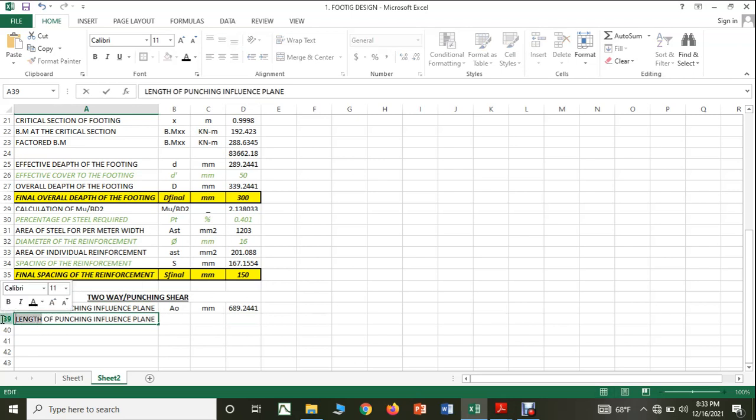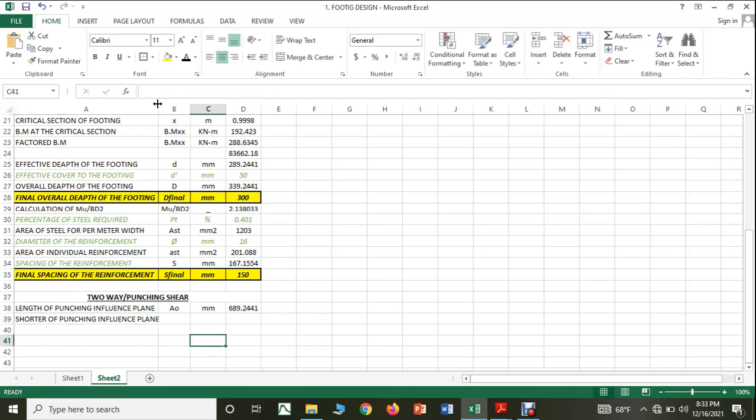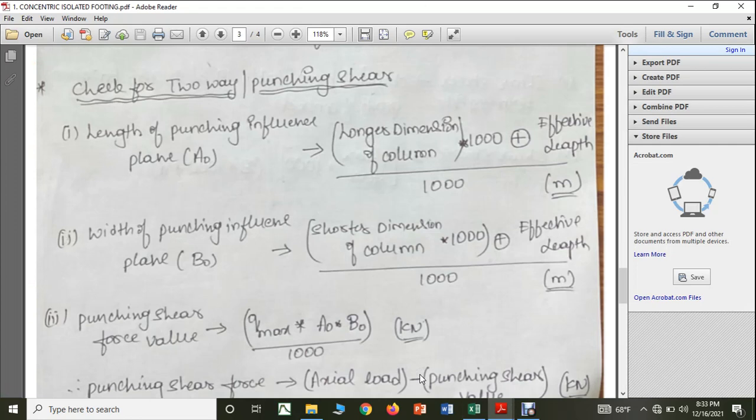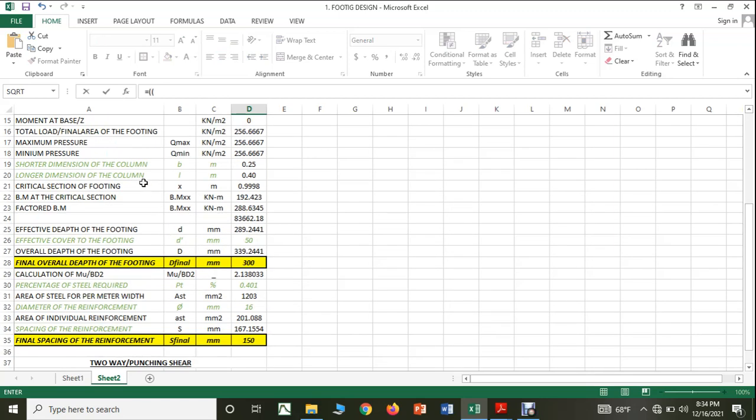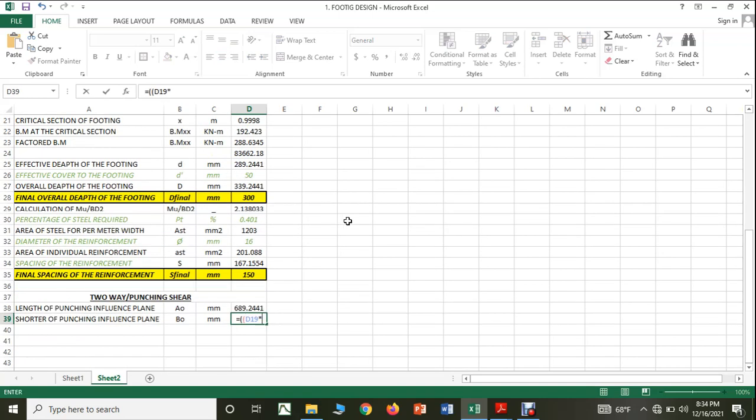Okay, to calculate the shorter punching influence plane, what is that value? It is my B0, and I can write it in mm. Same here, it is the shorter dimension of the column into 1000 plus the effective depth of the footing. That will give you your shorter punching influence line.